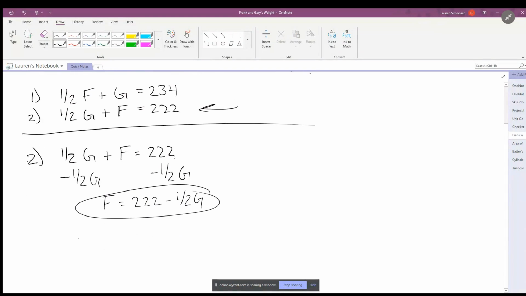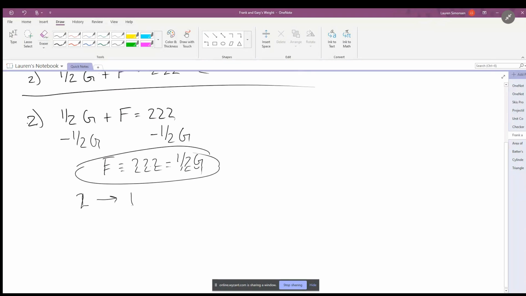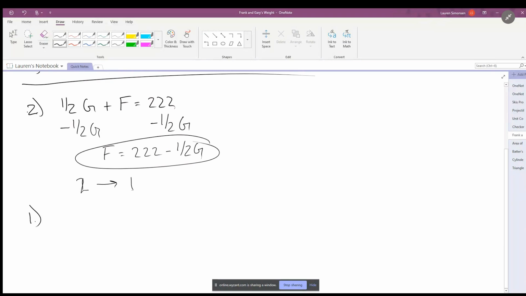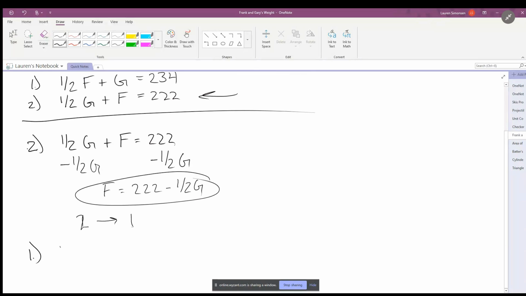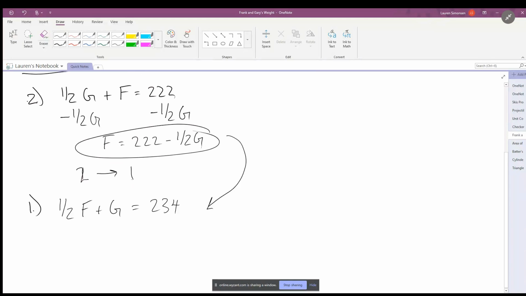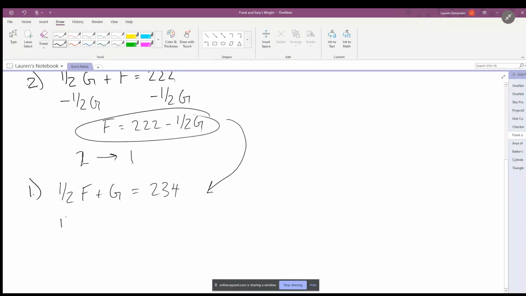So I'm now going to take equation 2 and plug it into equation 1. So let's rewrite equation 1. Equation 1 is 1/2 times F plus G is equal to 234. I'm going to take this value for F and put it in right here. So we have 1/2 times F, which is 222 minus 1/2 G. We're going to add G again, because this next part is equal to 234.